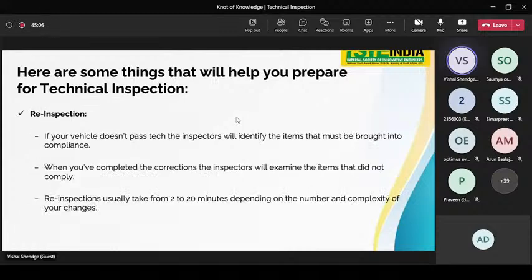Re-inspection. If your vehicle doesn't pass the technical inspection, the technical inspector will identify the items that must be brought into compliance. When you have completed the corrections, the inspector will examine the items that did not comply. Re-inspection usually takes around 2 to 20 minutes depending on the number and complexity of your changes.